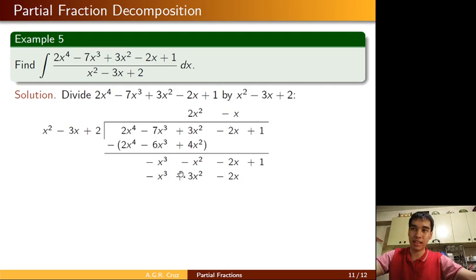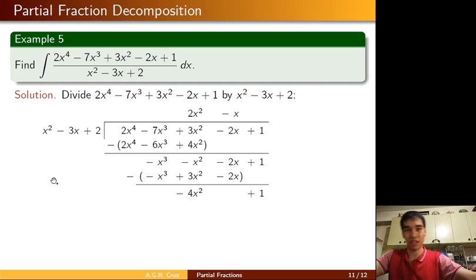And then as usual, let's subtract that to this one. Negative x cubed minus negative x cubed, what will that give you? That gives you 0, of course. Negative x squared minus 3x squared is negative 4x squared. Negative 2x minus negative 2x is 0. And then you bring down 1 here. Then we still have here a polynomial with degree equal to the degree here of the denominator, no?